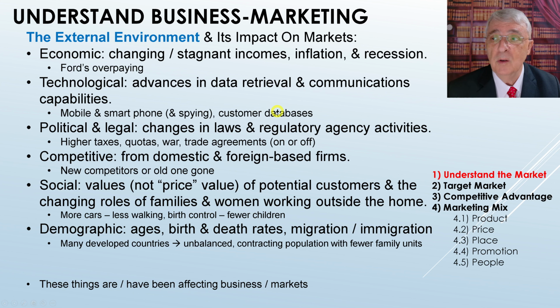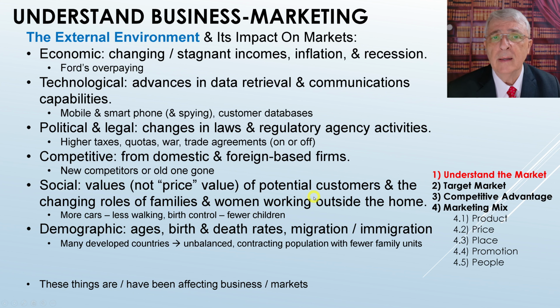Technological, so advances in data retrieval and communication capabilities allowed for smartphones, mobile phones, spying on those devices, customer databases, and so on. Political and legal, changes in law and regulatory agency activities, so higher taxes, quotas, war, trade agreements, on and off, and so on. Competitive, and this is both domestic and foreign-based firms. So are new competitors coming in, our old ones going away. Those are both things to watch out for. Social values, and this is not price value. This is the social value of potential customers, and like things like the changing roles of families, women working outside the home.